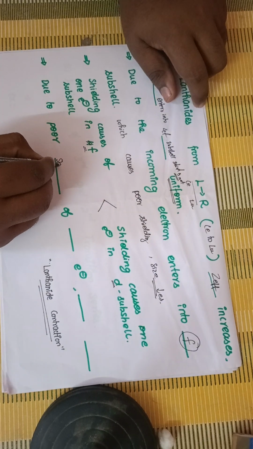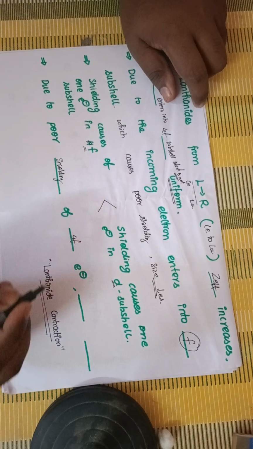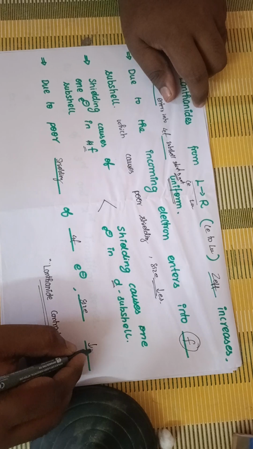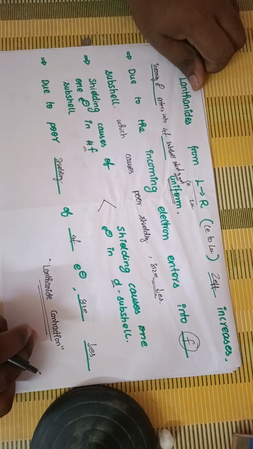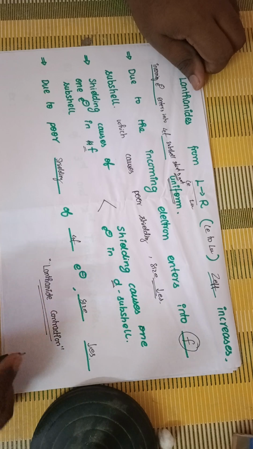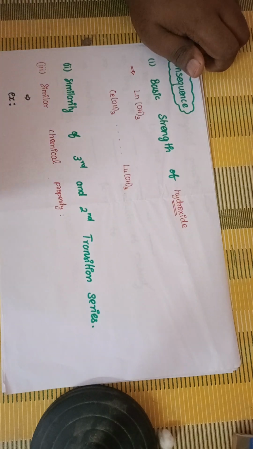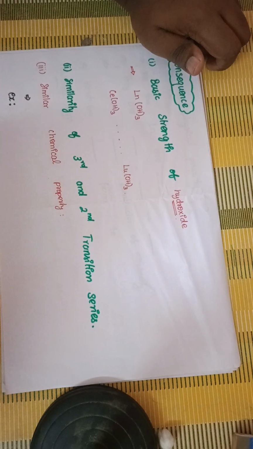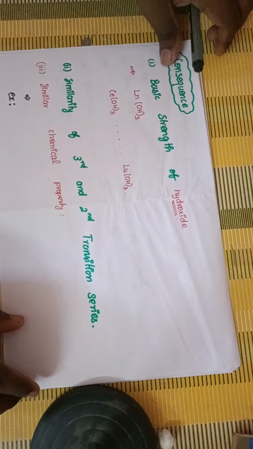Due to poor shielding of the 4f electron, size decreases. This is known as lanthanide contraction. Because of this, so many properties get changed. That is the reason why we give importance to lanthanide contraction. What are the changes that happen due to lanthanide contraction? That we are going to discuss in the consequences of lanthanide contraction.